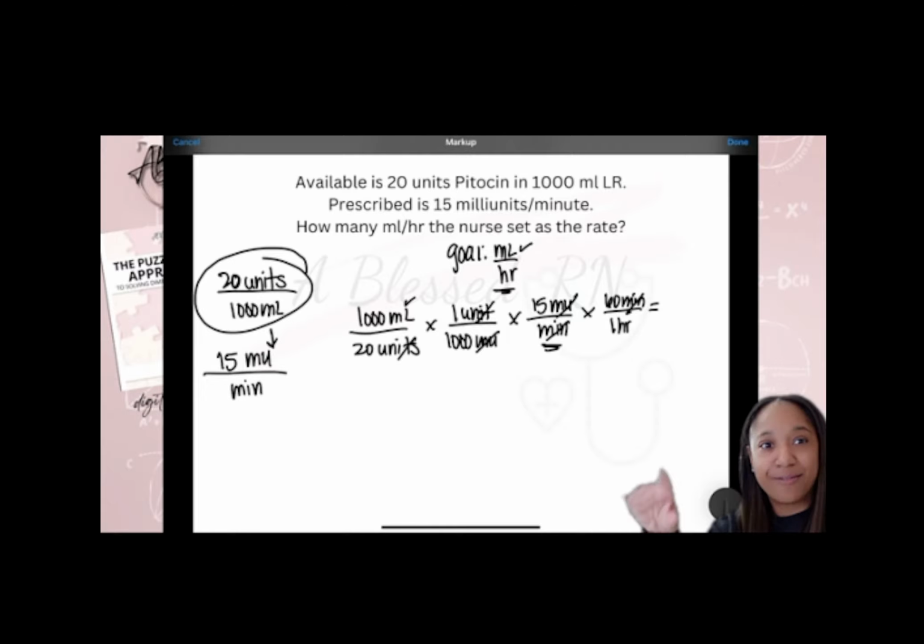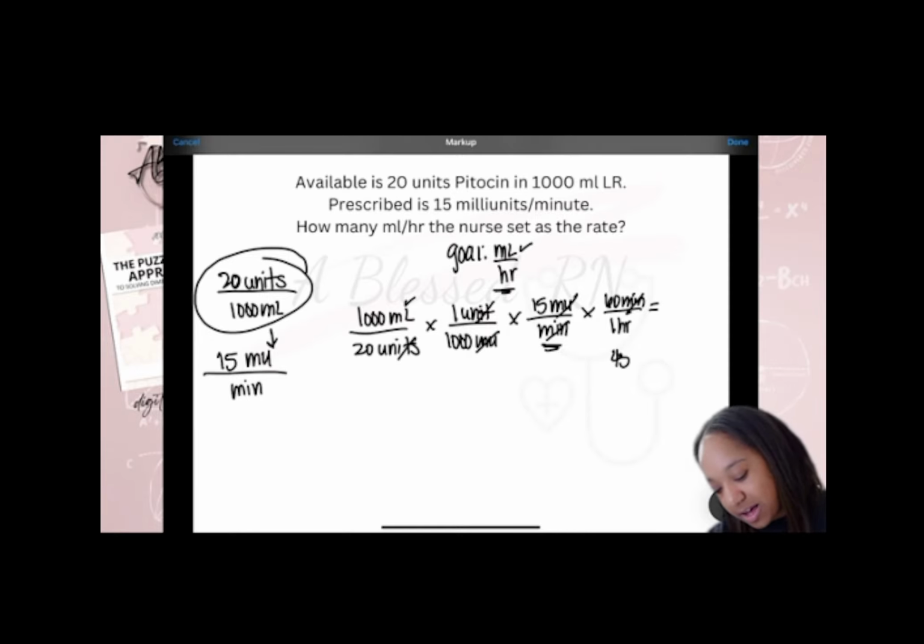Let's do some math. Let's try the calculator trick out for those who didn't really know how to use it. Okay, see how it works out for you. 1,000 times 15 times 60 divided by 20 divided by 1,000. I got 45 milliliters per hour. Ta-da!